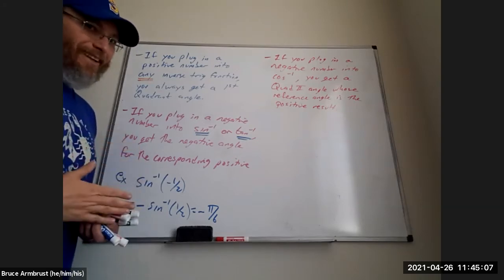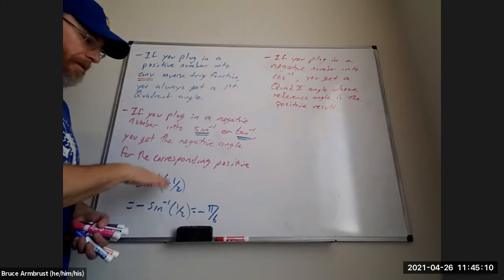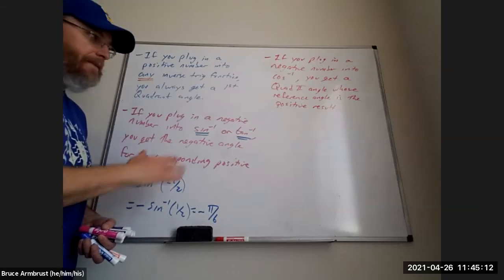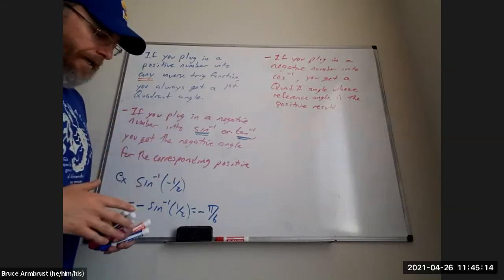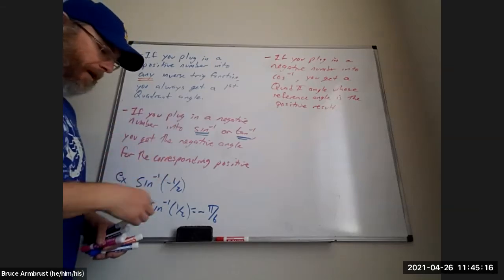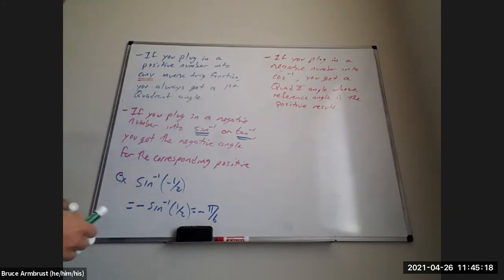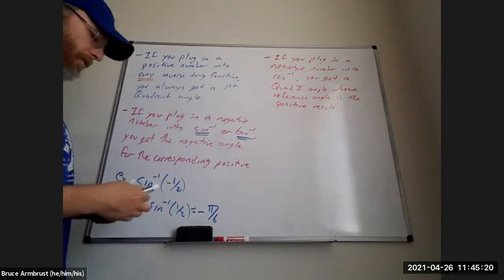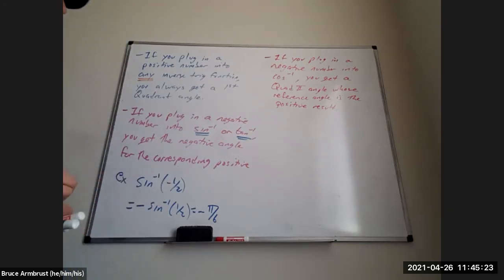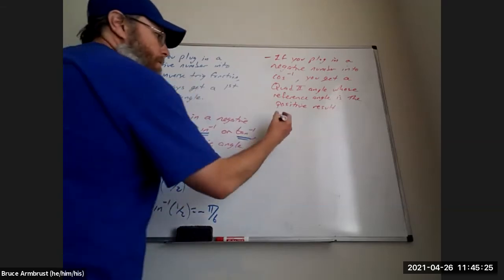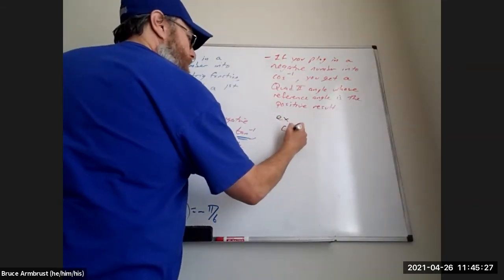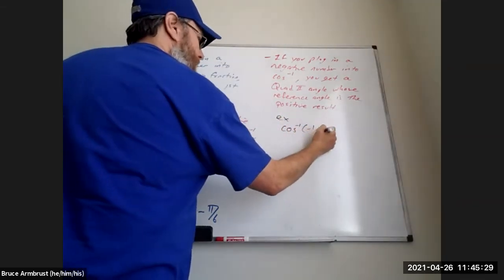So this one you're going to have to think a little bit. The others were fast, super fast. This one, well, it still comes back to what's the positive value angle, but we have to use that as a reference angle. So for example, let's say we were doing cosine inverse of minus 1/2.